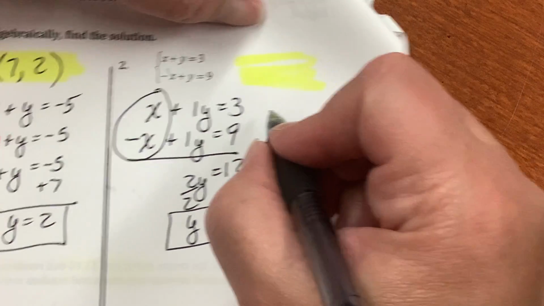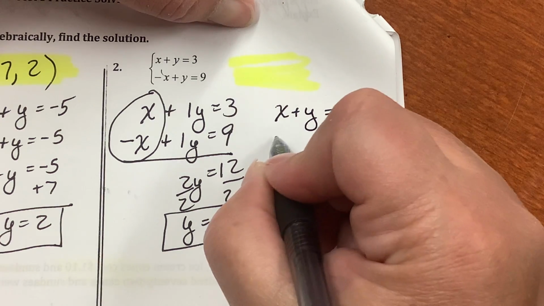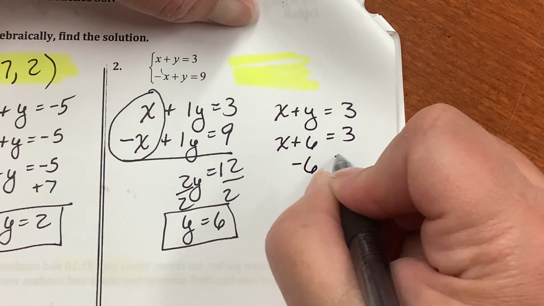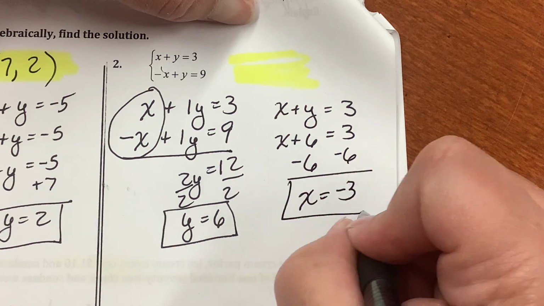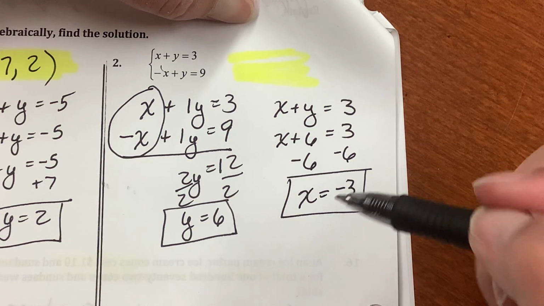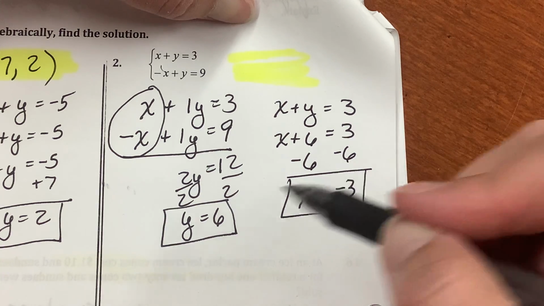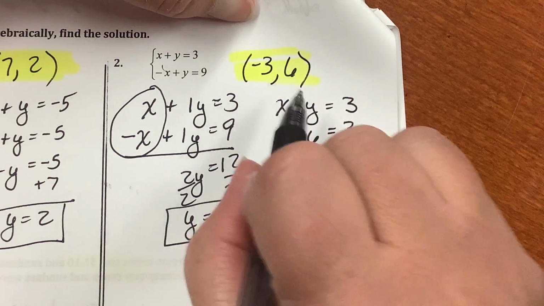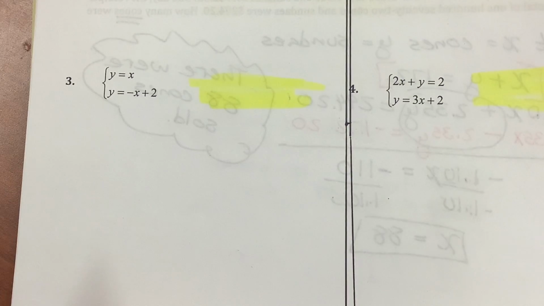So up here, it says x plus y equals 3. X plus 6 equals 3. Subtract 6 from both sides. And x equals negative 3. But when I put this up into the answer place, the y goes second. So it's alphabetical. X, y, negative 3, 6. And whenever I do it, I make sure I put the parentheses around it because I want to get full credit for my answers.